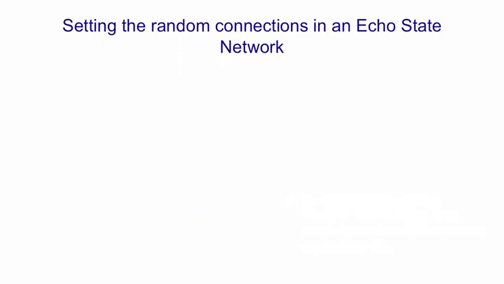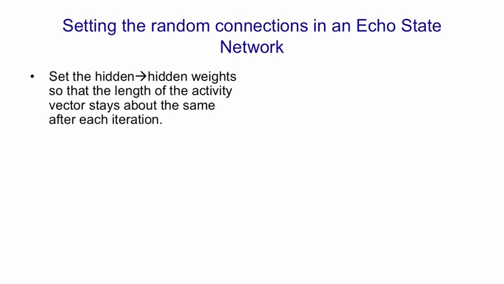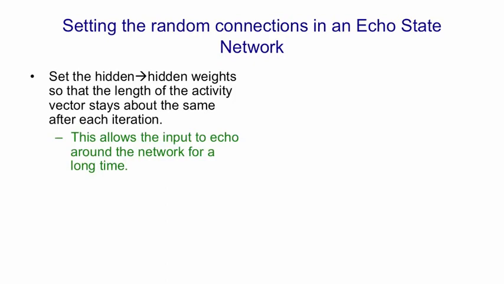So the way they set the random connections in an echostate network is they set the hidden-to-hidden weights so that the length of the activity vector stays about the same after each iteration. For those of you used to linear systems and matrices, you're setting it so the spectral radius is 1. That is, the biggest eigenvalue of the matrix of hidden-to-hidden weights is 1, or it would be 1 if it was a linear system, and you want to achieve the same property in a nonlinear system. If you set those weights to be about the right magnitude, then an input can echo around in the recurrent state for a long time.